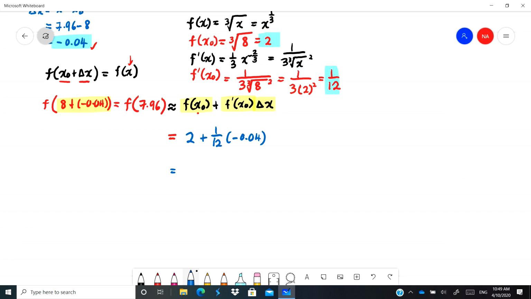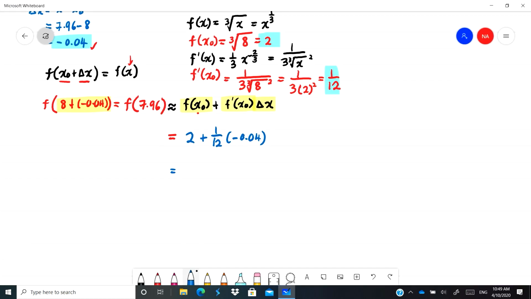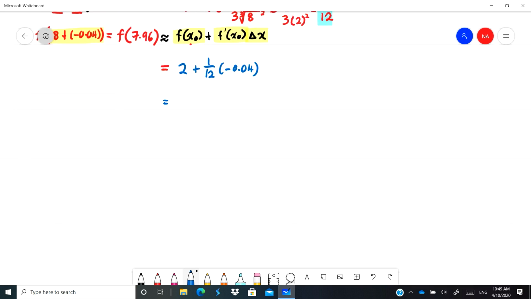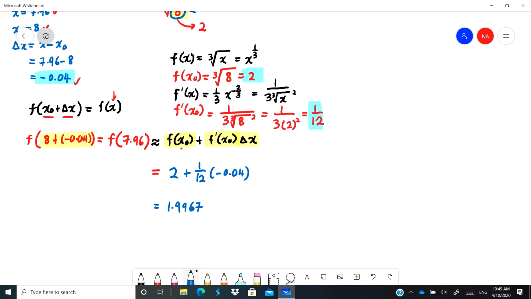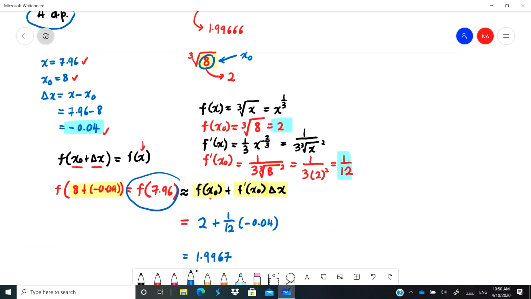So you press your calculator. We'll have something like 2 plus 1 over 12 multiplied by negative 0.04. Read the question. They ask you to find it in 4 decimal places, so set your calculator into 4 decimal places. We get 1.9967.